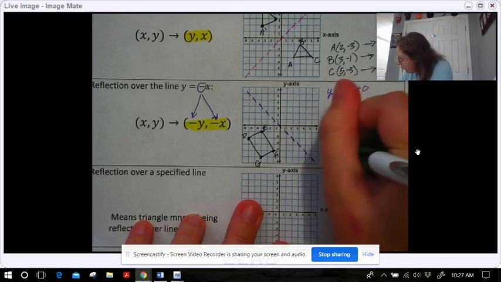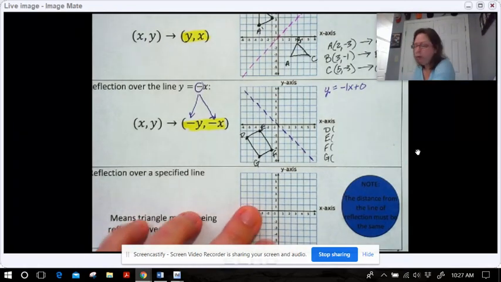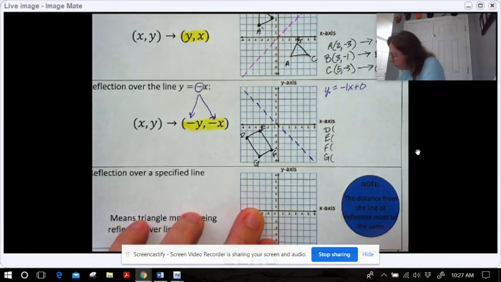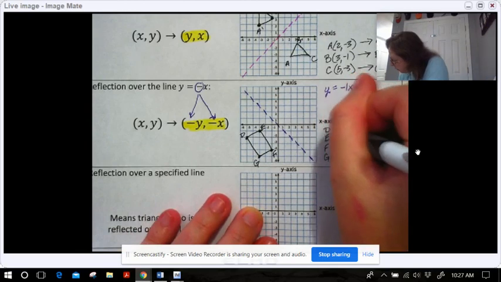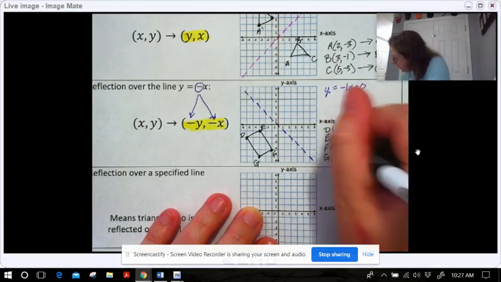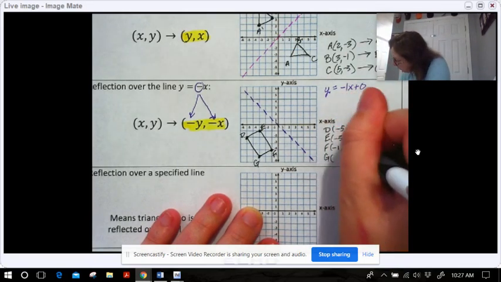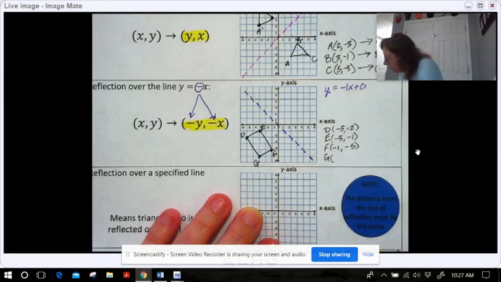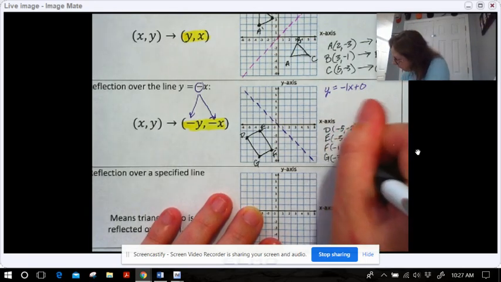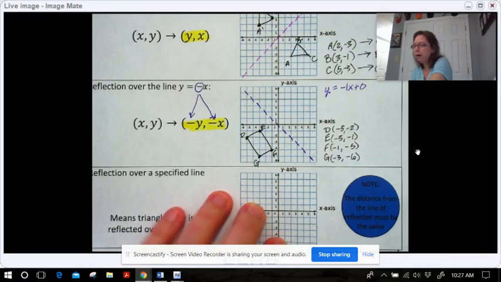The first thing that I need to do is to gather their original location. I need to figure out the pre-image, okay? So D is at -5, -2. E is at -3, -1. F is -1, -5. And G is at -3, -6. All right, so I just got the locations of those points real fast.